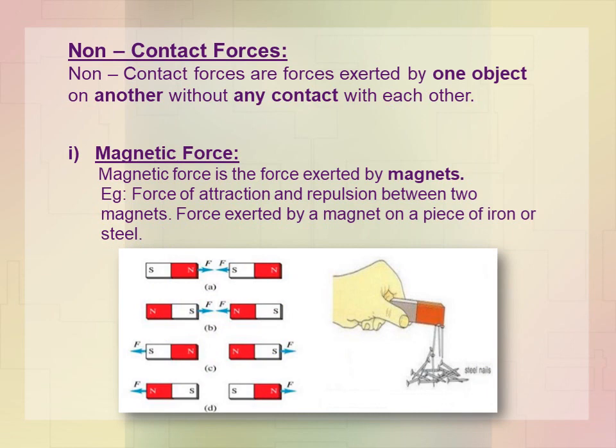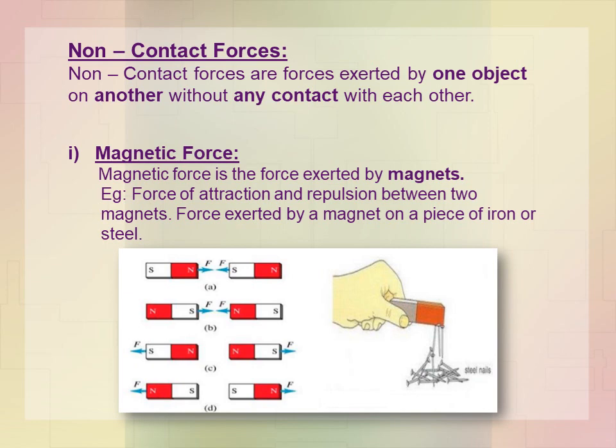Non-contact forces. Non-contact forces are forces exerted by one object on another without any contact with each other. They are divided into three forces. First, magnetic forces. Magnetic force is a force exerted by magnets. Example, force of attraction and repulsion between two magnets, as you can see in the picture. Force exerted by a magnet on a piece of iron or steel.